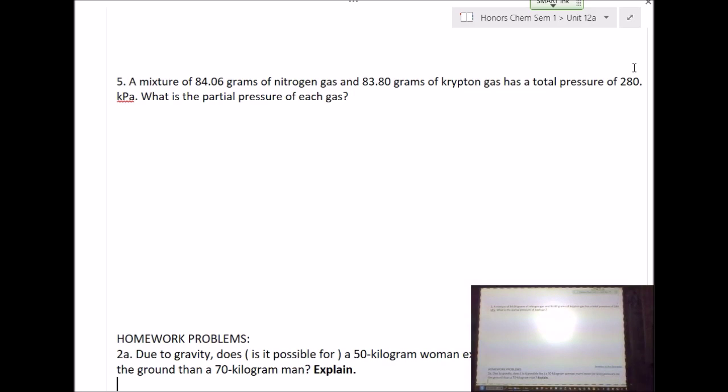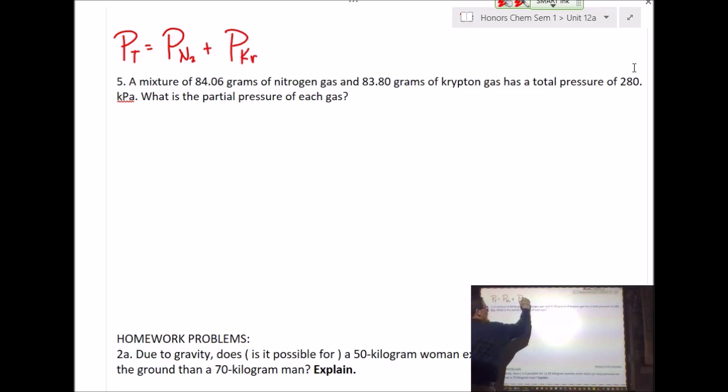Then the question says that the total pressure of these two gases is 280 kilopascals. It wants to know what is the partial pressure of each of these gases. So again, we're looking for the total pressure, and we're going to combine these two together, nitrogen and krypton. We're going to find out what each of these happen to be. That's what the question's asking.